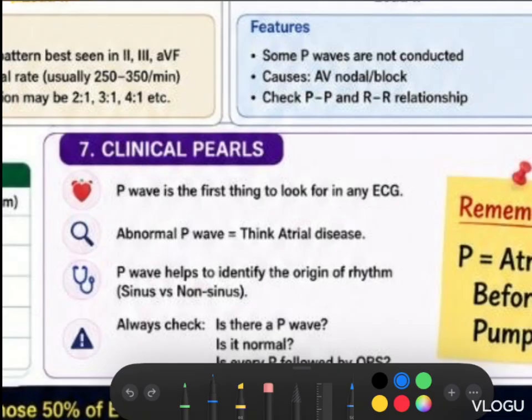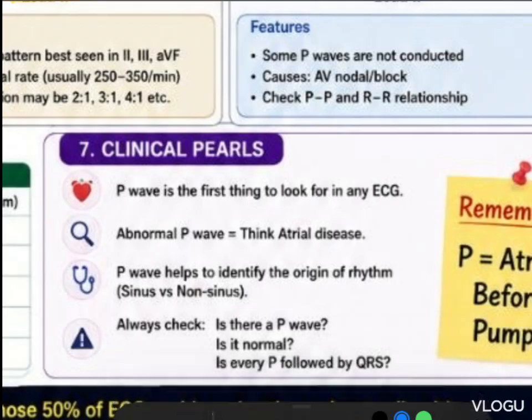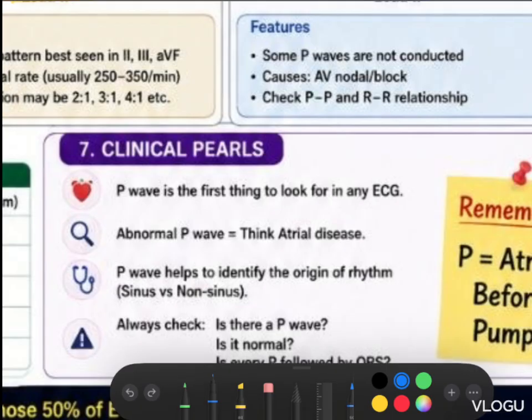I will ask one clinical question before completing our video. A 65 year old patient has an ECG showing no identifiable P wave and an irregular rhythm. What is the most common diagnosis? You can comment your answer, and I will give a reply.